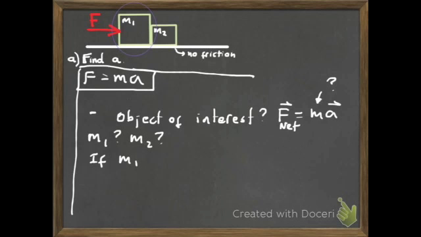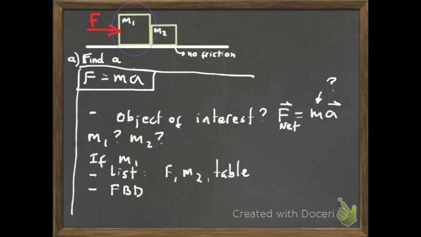And now make a list of all of the objects that are in contact with M1. So in your list, you should include the force F, since it is directly applied to M1. M2 is another object that is touching M1. And finally, the table is touching M1. So those are the three objects that are going to be able to put a force on M1 in addition to the force of gravity.